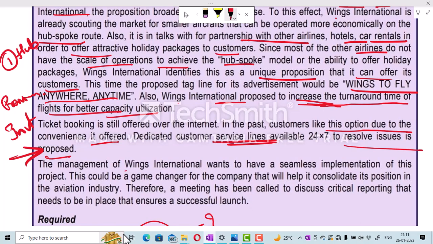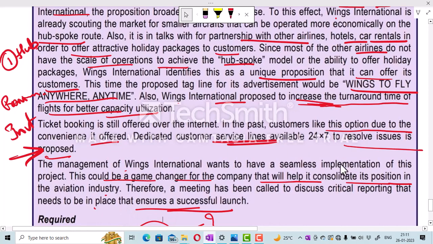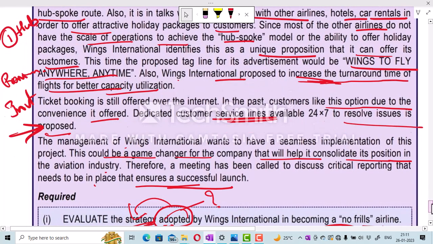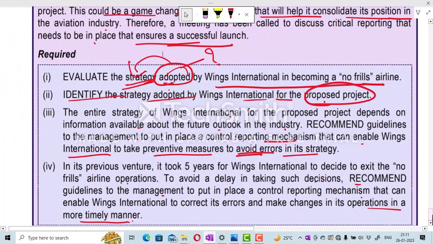The management of Wings International wants to have a seamless implementation of this project. This is a game changer for the company that will help consolidate its position in the aviation industry. Therefore, a meeting has been called to discuss the critical reporting that needs to be put in place that ensures a successful launch. Okay, making heavy investments, charging premium prices, we decided that it is using a product differentiation strategy. We have answered two. Now read the third question.